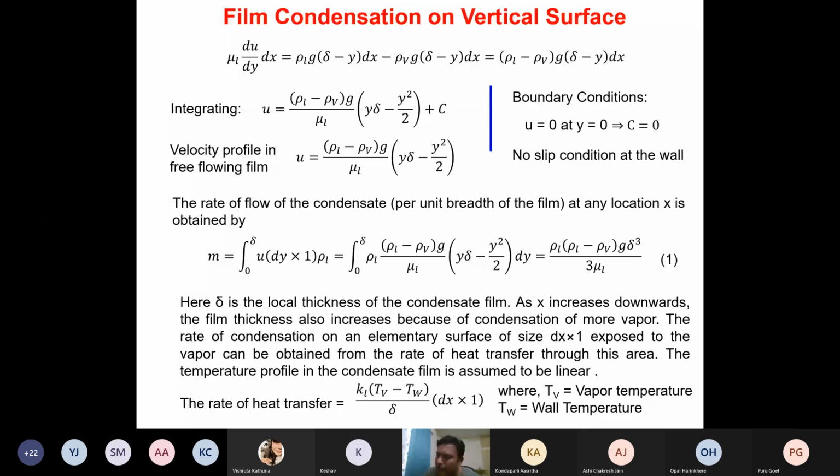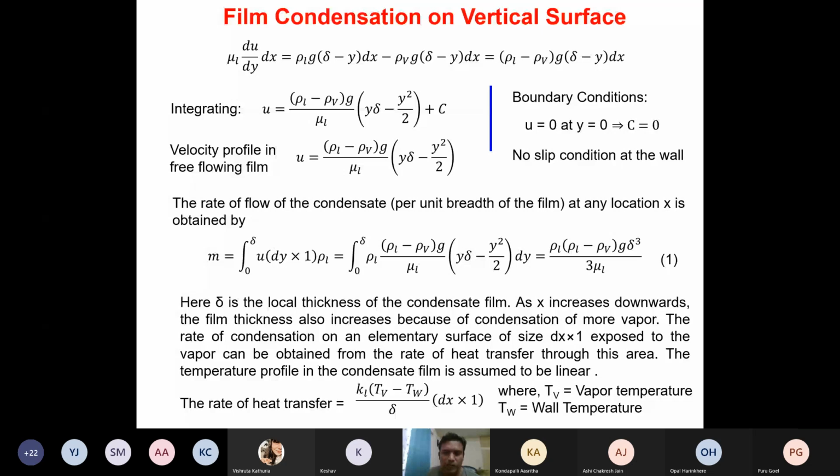But since we are looking at this entire element, this will be delta, and the temperature difference in this case is going to be Tv here and Tw here. So the temperature difference Tw minus Tv across this length divided by delta is going to give me the temperature gradient. Temperature gradient multiplied by the cross-sectional area will give me the amount of heat transfer taking place between this vapor here and the wall here. So that is what is being used here.